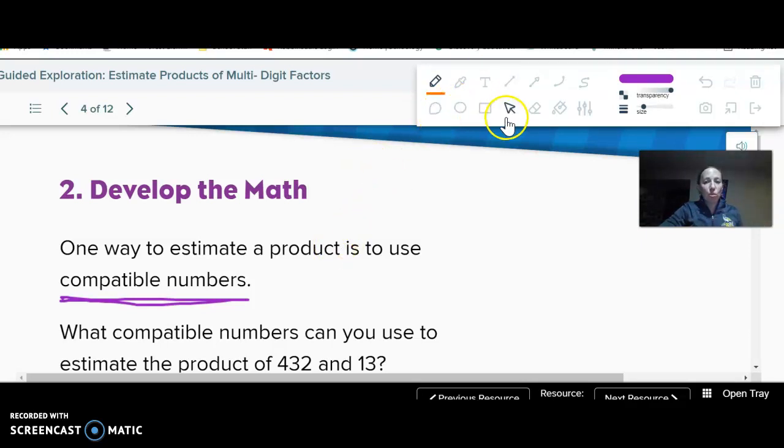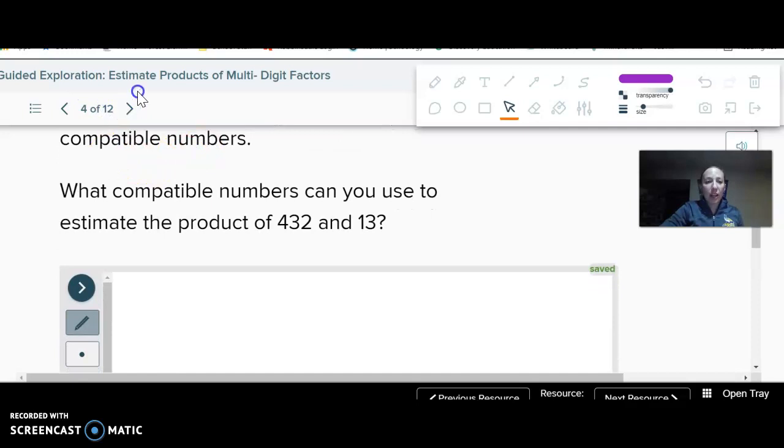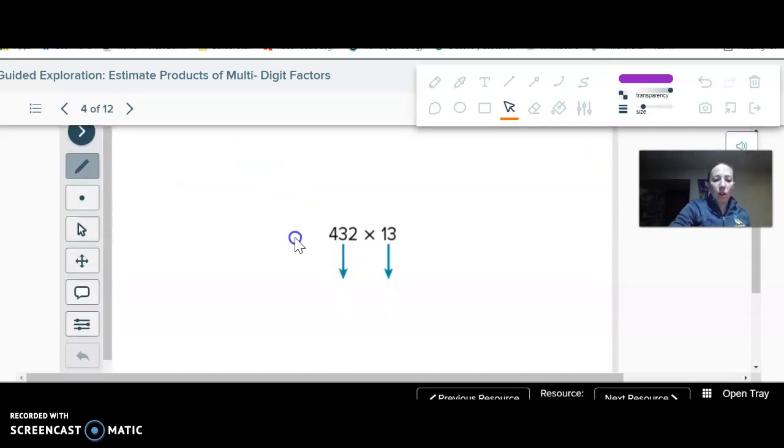So for 432 and 13, some compatible numbers that I could choose would be 400 and 15. So I could say that one is close to 400, that one is close to 15, because I know that 4 times 15 is 60. It's like on a clock. It's easier to multiply by 15s than 13s, because 15 is a number that we come across more often. That's sort of what it means by compatible numbers. It's not an official rounding strategy. It's just picking numbers that are close, that you are more familiar with.